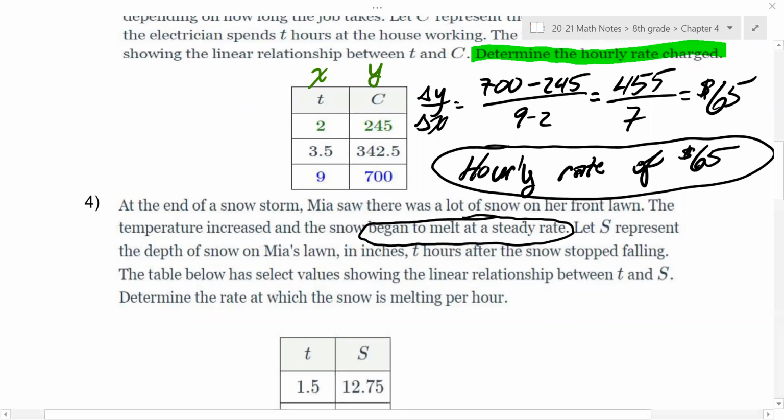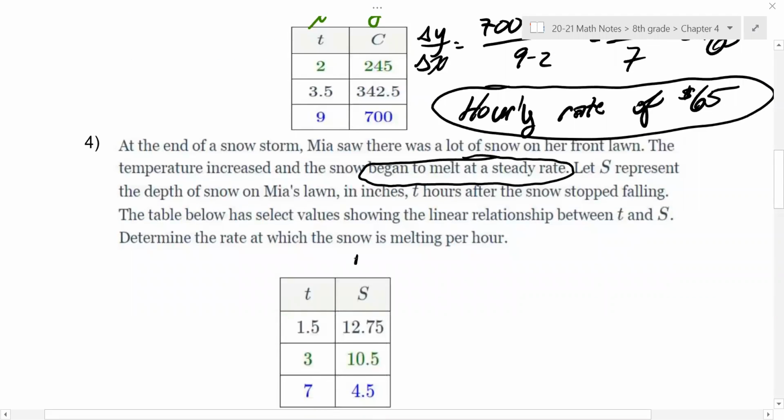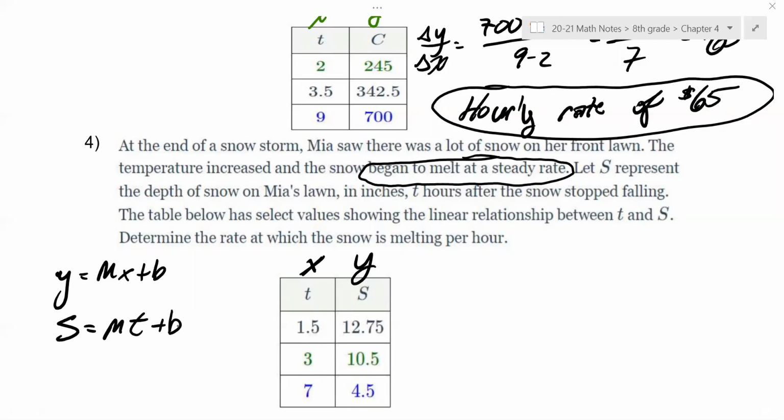Let S represent the depth of the snow. And remember, your output is going to be a capital letter. That's why I'm putting X and Y right here. So when I'm dealing with y equals mx plus b, slope intercept form, I don't make a silly error and have different variables. In this situation, they're asking for S equals mt plus b. That's how that applies. Slope is still m and b is still the y-intercept.